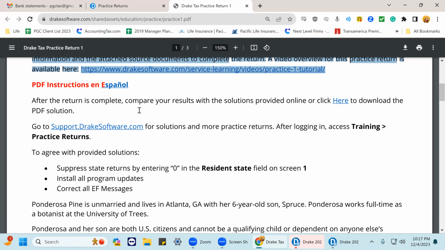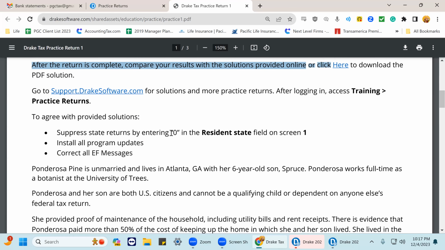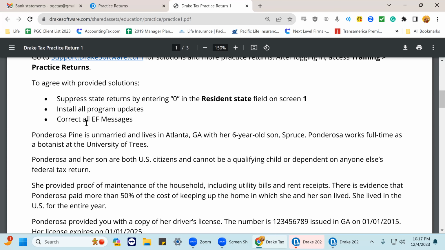Now, after the return is complete, you can see that your finished result is the same as what it is supposed to be. We are only practicing the federal return. The state tax return in this version of the tax software for 2023 is not released yet.